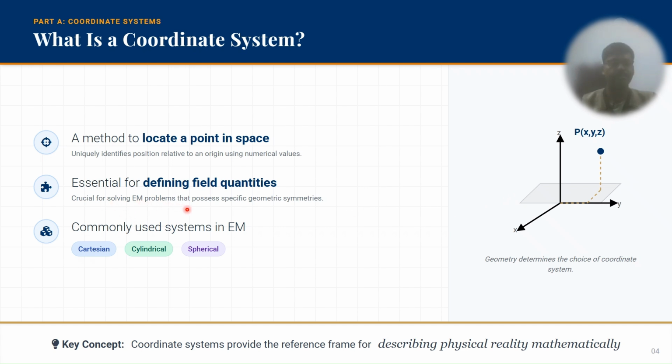The next point is that it is essential for defining field quantities. It is crucial for solving EM problems that possess specific geometrical symmetries. Going on, you will understand how these specific geometrical symmetries are applicable to various problems in the field of electromagnetic theory. The commonly used systems are the Cartesian system, sometimes called the rectangular coordinate system, the cylindrical coordinate system, and the spherical coordinate system.